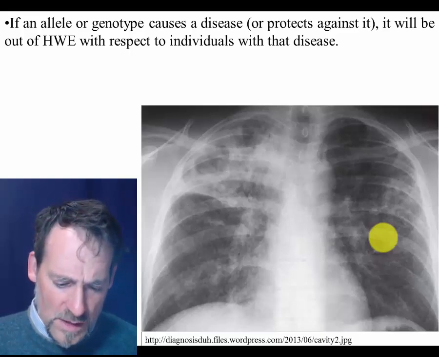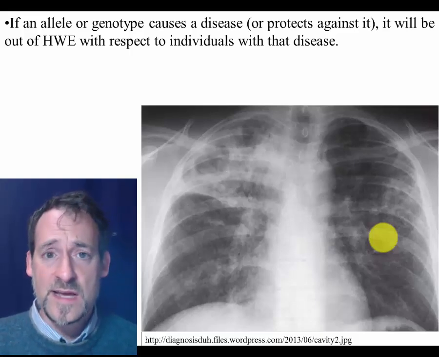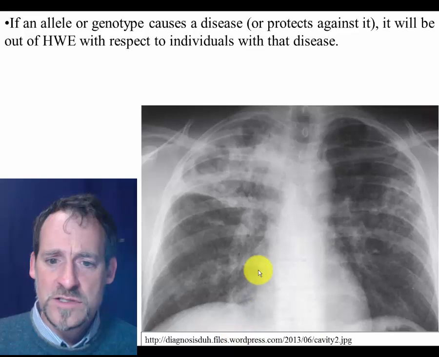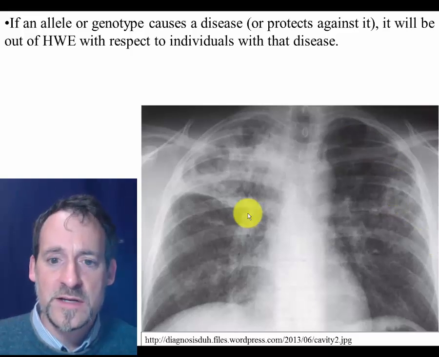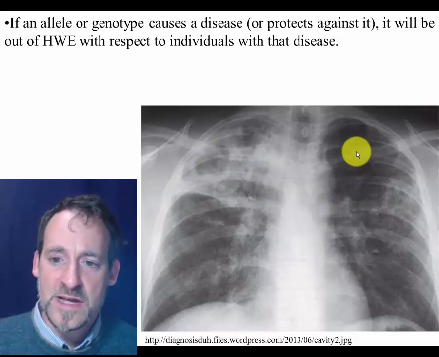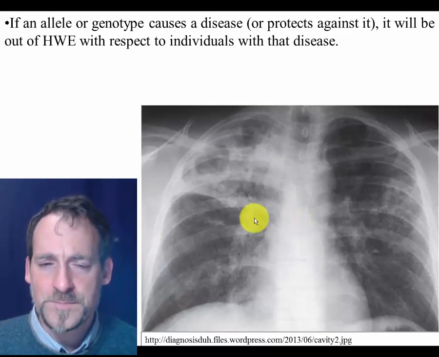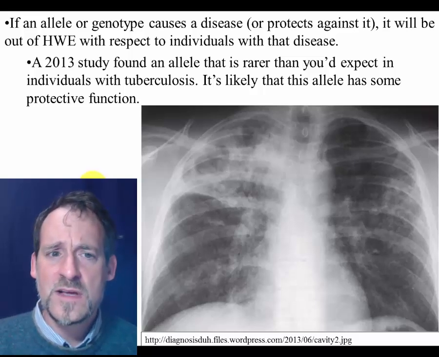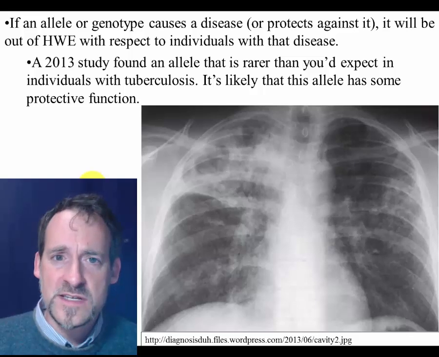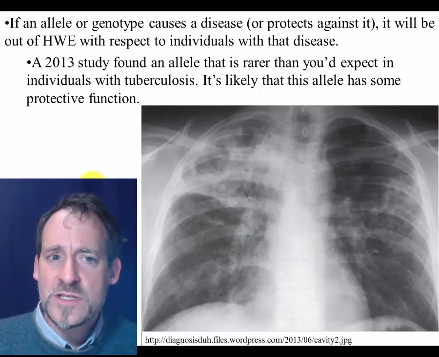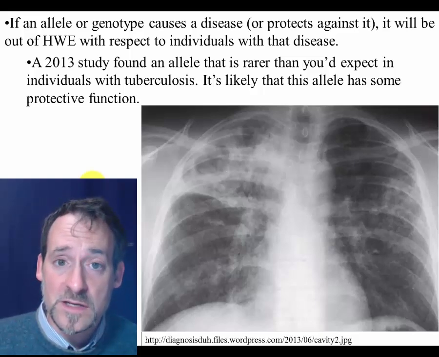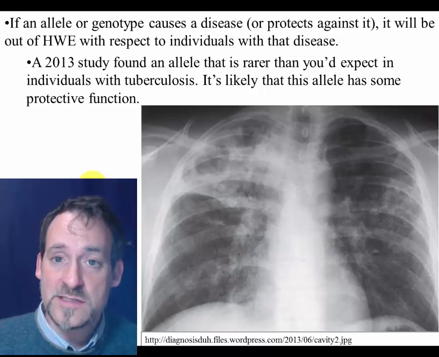For example, tuberculosis is the second deadliest infectious agent in humans today. You can see the effects of it here, these kind of grainy pictures of the lungs on an X-ray. That's because a tuberculosis infection has spread all through this individual's lungs. In 2013, researchers looking at tuberculosis found that individuals with the disease seem to be lacking a particular allele. And that leads to the hypothesis that this allele has some protective function against this very important deadly disease in humans.